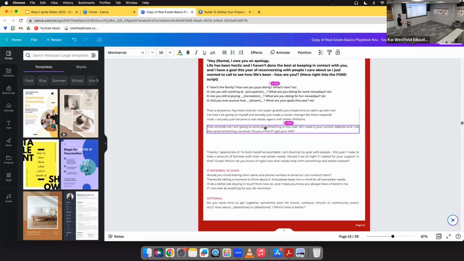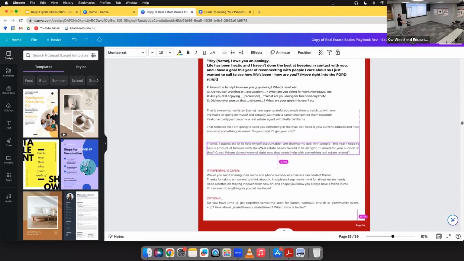The reason I do it this way is because the first part of the call was all about them. And as long as you do this a little sly, they're not going to feel like the call was about real estate, because you're saying, oh, that reminds me, right? Or, yeah, I've had a lot going on myself. You actually just made a career change, a bunch of other stuff. It leads the conversation naturally in that direction without you coming out cold and saying, hey, who do you know who's looking to buy or sell? Does that make sense? How's that feel?